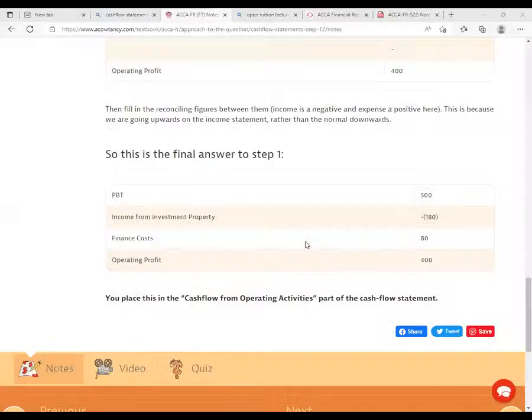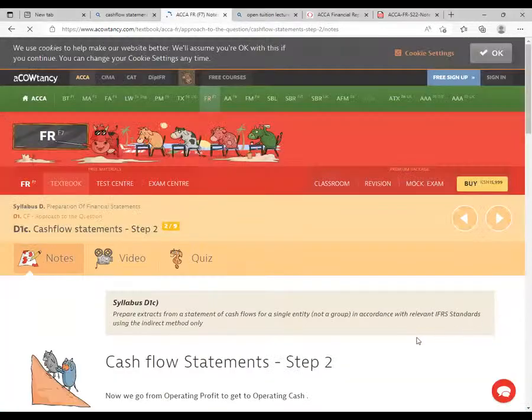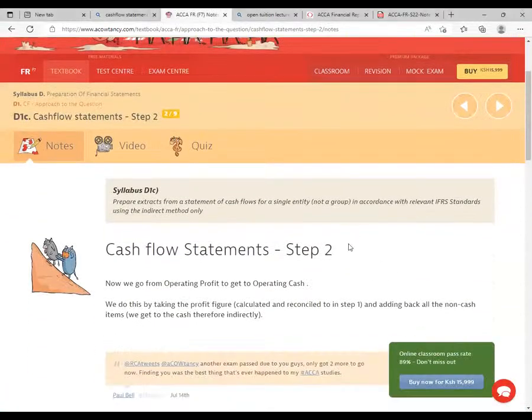Great. Now, ladies and gentlemen, we continue. Now, what are they telling us here? That you shall place this in the cash flow from operating activities part of the cash flow statement. We shall see how that works. So step number 2. Now we go from operating profit to getting operating cash.